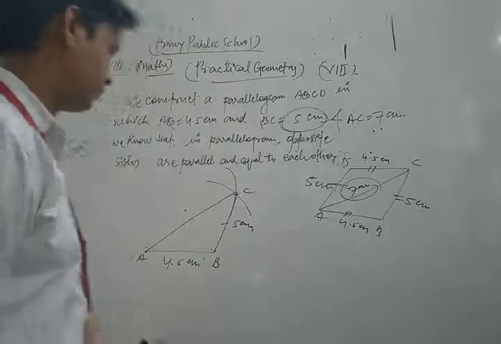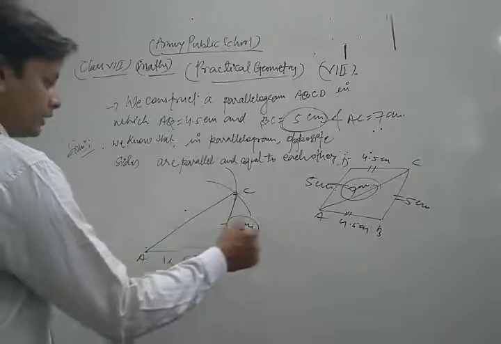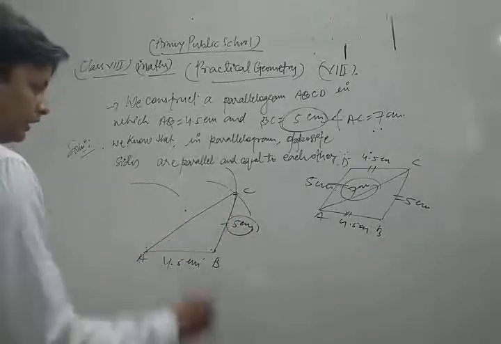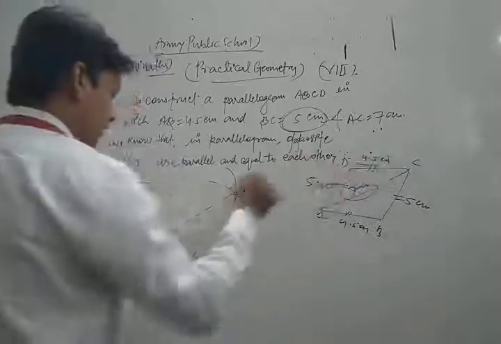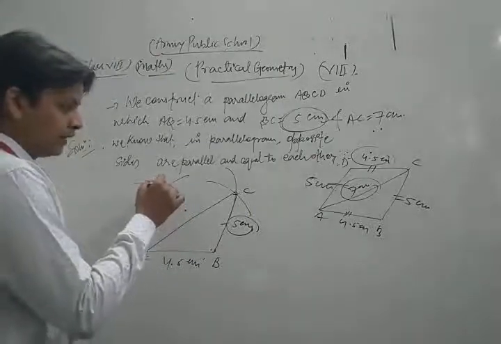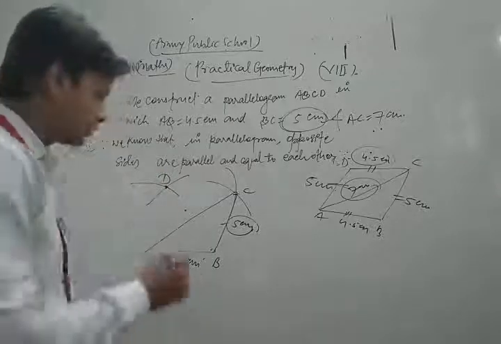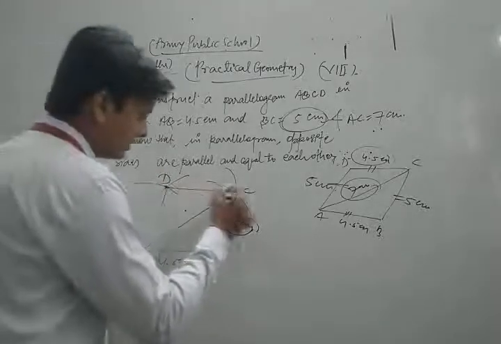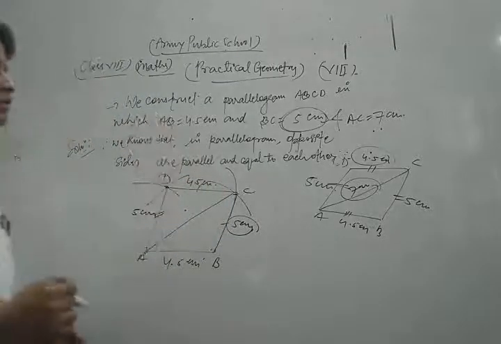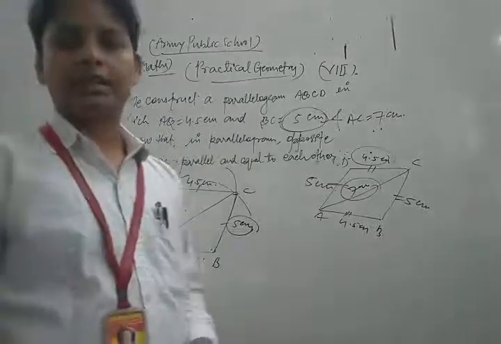Okay, now what I do? We take A as center and distance equal to 5 centimeter, cut an arc in this way. Now taking C as center and distance equal to 4.5, we cut another arc in this way. Suppose that the arcs intersect each other at point D. Now we just join AD and CD. This is the required parallelogram. Okay, so dear students, using that concept, you can construct each and every question of your NCERT exercise.